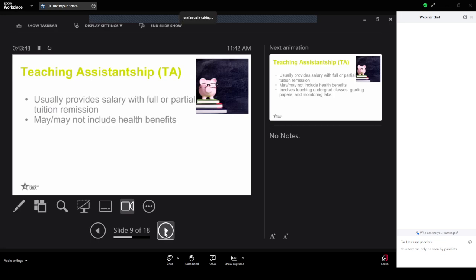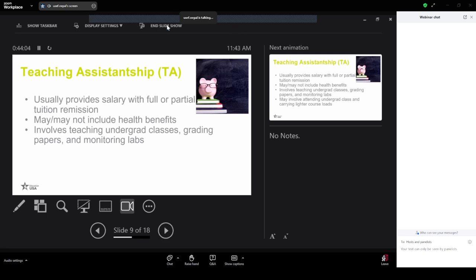So you get a teaching assistantship, but again, you have to check whether the amount you're getting is going to include health benefits or not. If it does not include them, then you have to purchase health insurance by yourself, right? It involves teaching undergrad classes, grading papers, and monitoring labs. It might be a little bit more work when compared to a research assistant.